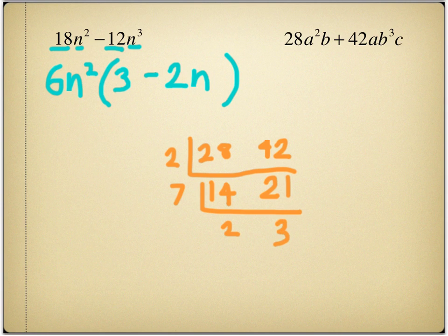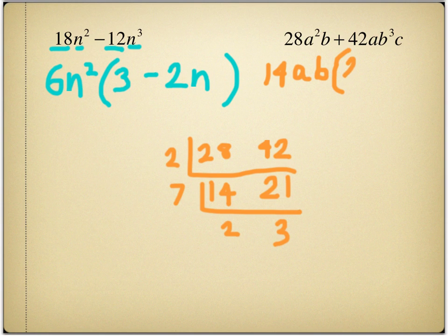So my greatest common factor of those two numbers is actually going to be 2 times 7, which is 14. So that's what I can pull out here. Now look at the variables. What do they have in common? Well, they have 1a, it looks like, 1b, not a c though, right? Because only the second term has a c in it.